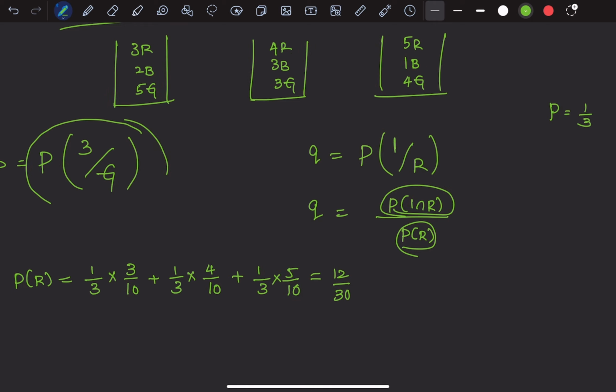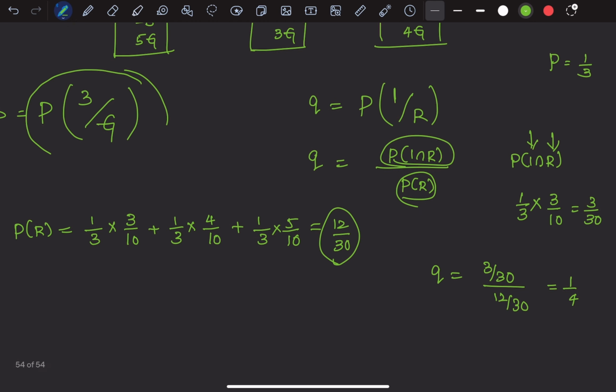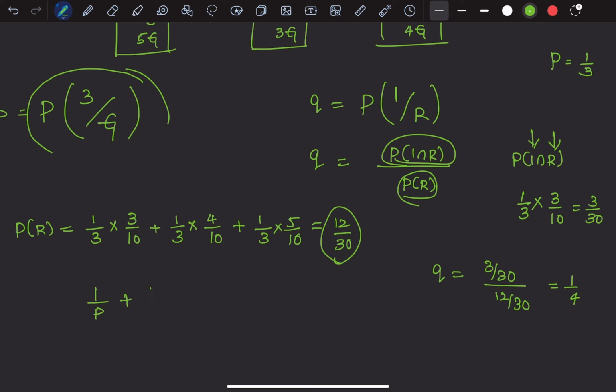Now P of 1 intersection R. So you have to select the first bag and then select the red ball from that. So selecting first bag can be done with probability 1 by 3 and then red ball from that will be 3 by 10. So this is 3 by 30. So your Q will be 3 by 30 divided by 12 by 30. So that will be 1 by 4. So P is 1 by 3, Q is 1 by 4. So 1 by P plus 1 by Q will be 3 plus 4, which is 7. Alright.